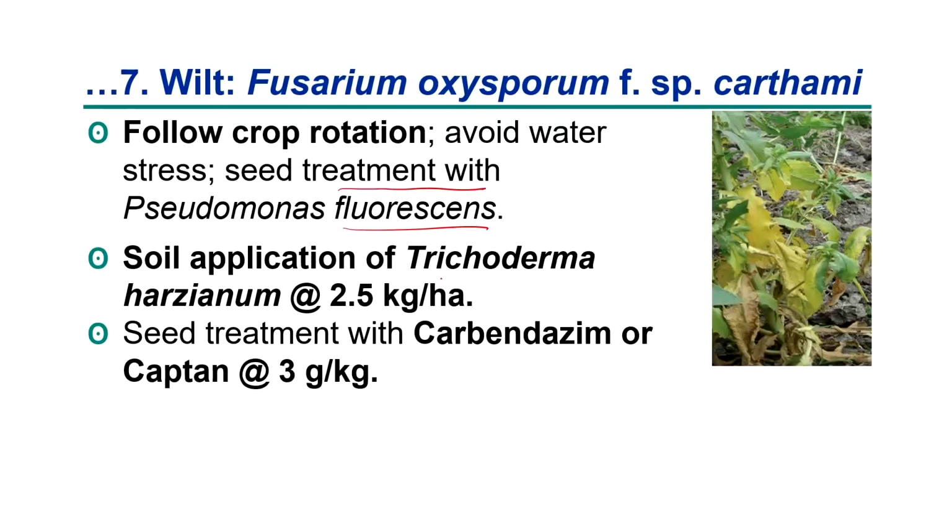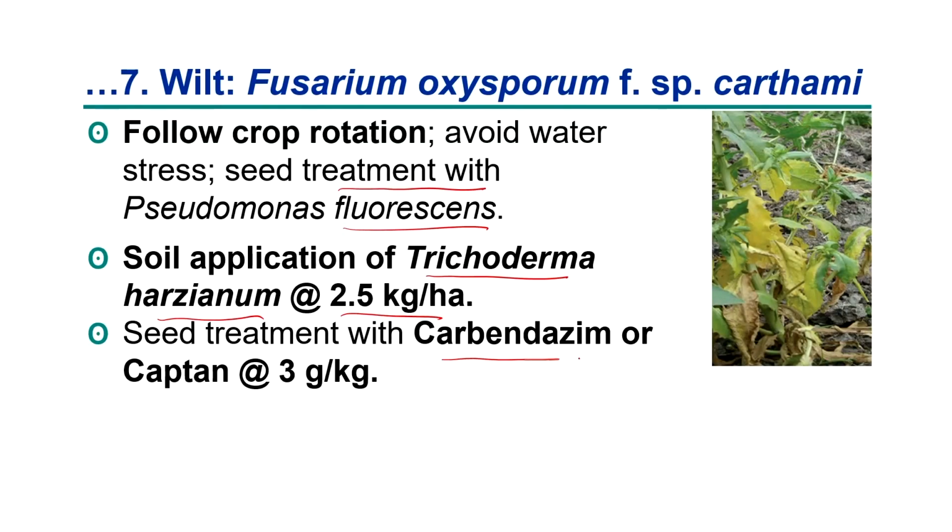Soil application of Trichoderma harzianum at the rate of 2.5 kg per hectare. This quantity of Trichoderma harzianum can be mixed in some powdered manure or some soil, and then spread uniformly over 1 hectare area. Seed treatment with carbendazim or Captan at the rate of 3 gram per kg of seed. So these are the important control measures for this wilt.